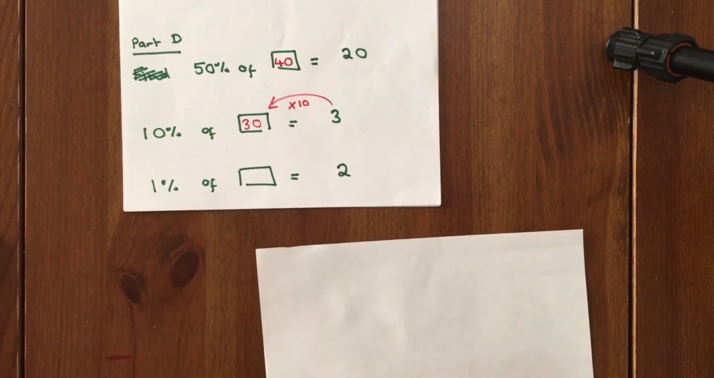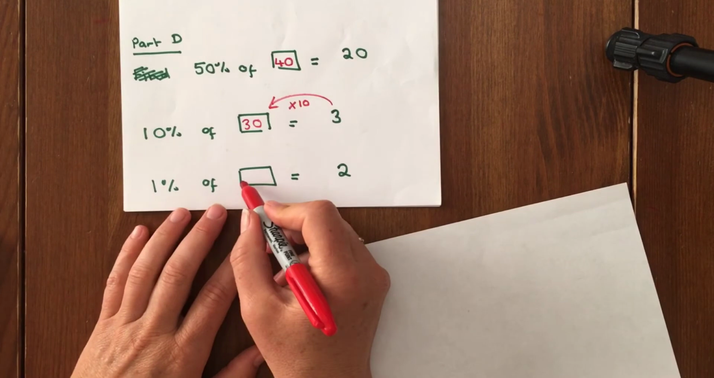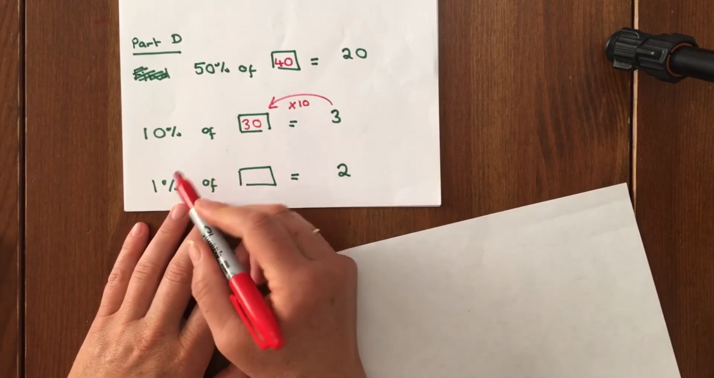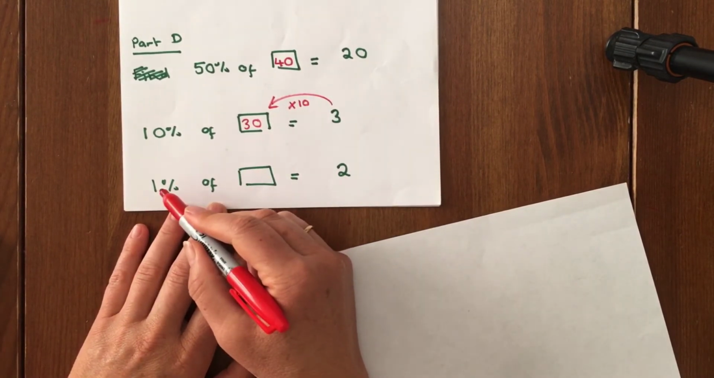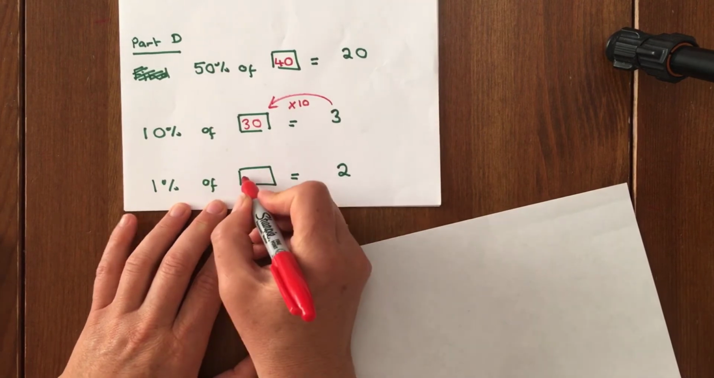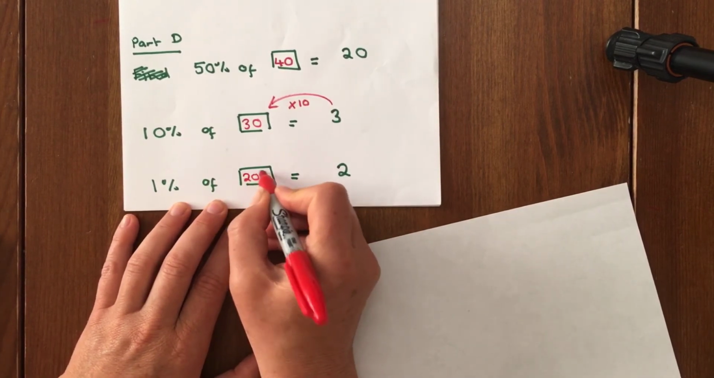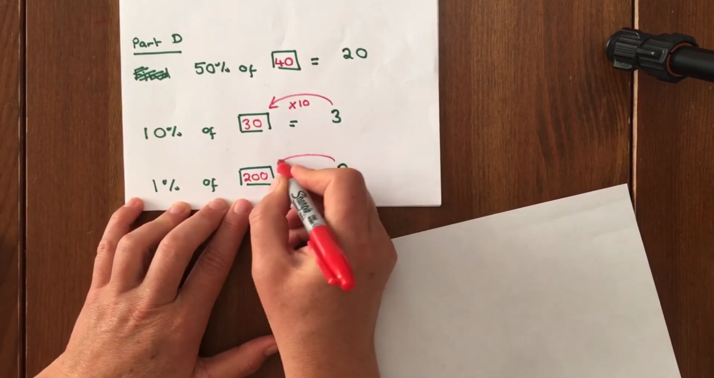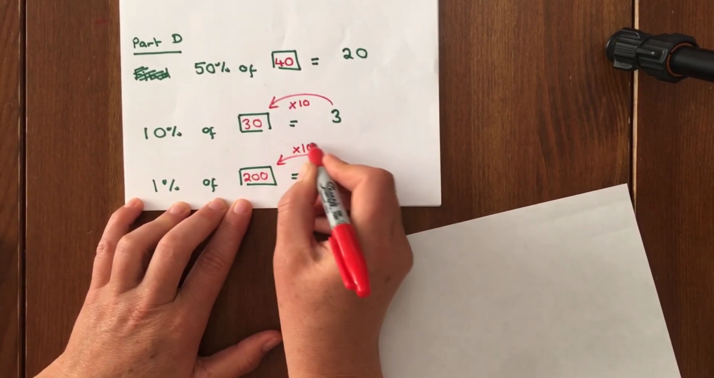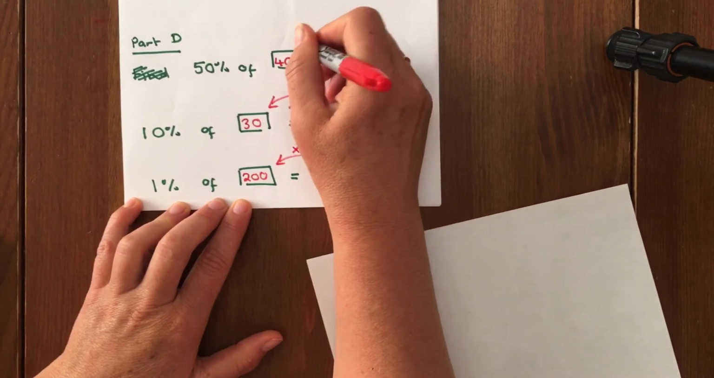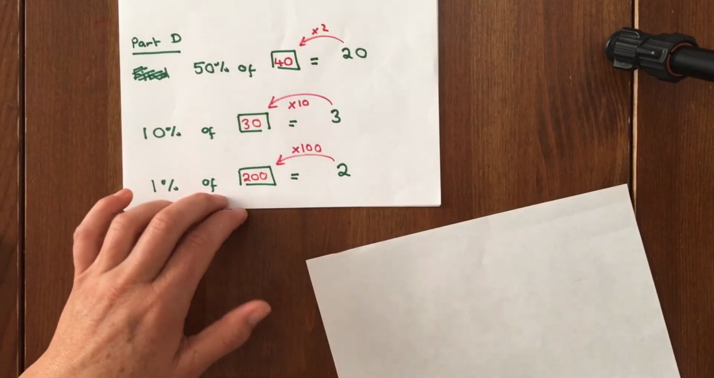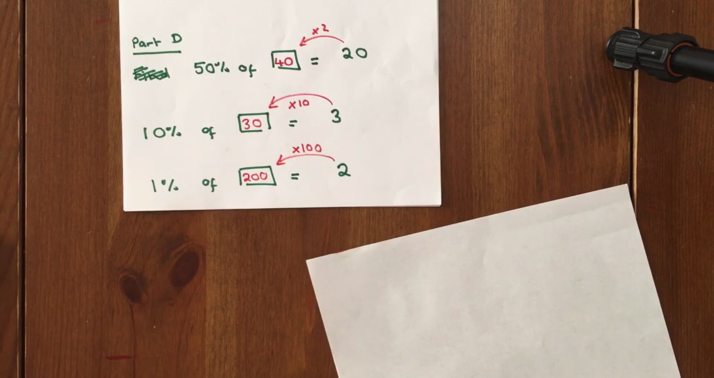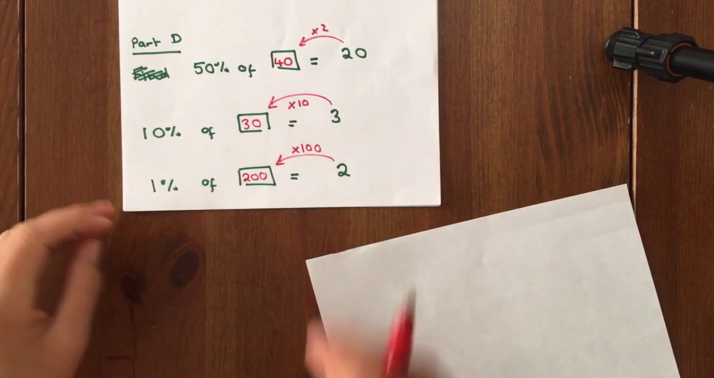Okay, last one. 1% of a number is 2. To find 1%, I divide by 100. So what number divided by 100 is 2, or 200. How did I work that out? I did the opposite. Okay, I'll just write this down here. So write those into your book, those 3 examples. Pause and write those down. That was the hardest part of today's work.